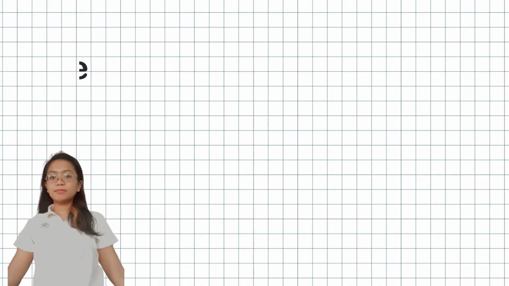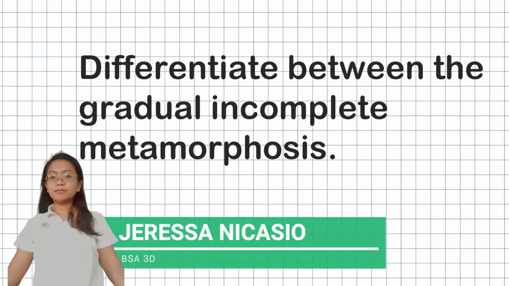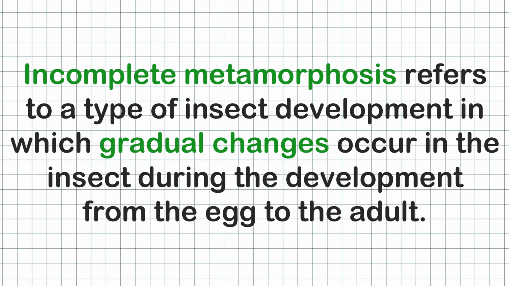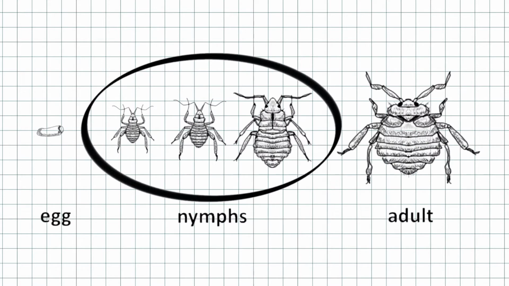Differentiate between gradual and incomplete metamorphosis. Incomplete metamorphosis refers to a type of insect development in which gradual changes occur in the insect during the development from the egg to the adult. It is also a type of metamorphosis in which an insect hatches from an egg and then goes through several nymphal stages. Each nymphal stage looks like a small version of the adult, but getting slightly bigger with age. At the final nymphal stage, the insect then molts into the adult form.